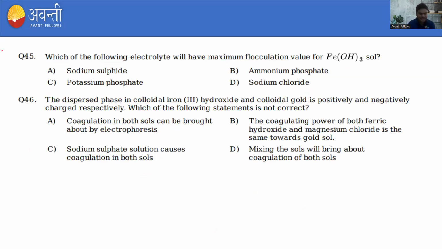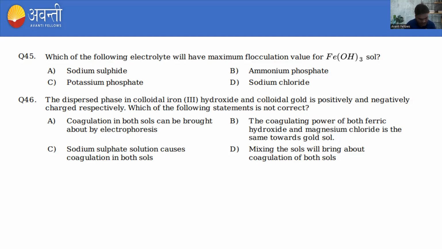Okay. Now move to the next question. That is question number 45. Which of the following electrolytes will have maximum flocculation value for Fe(OH)3? Right, for the Fe(OH)3. So we all know that this is also from the same thing, right? So the given sol is positive, right? So if the sol is positive, then we use a negative ion, which has the negative charge.